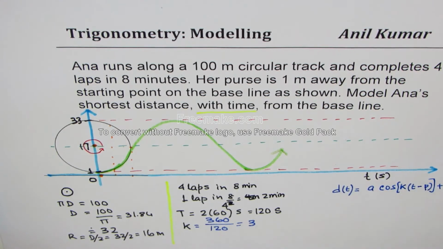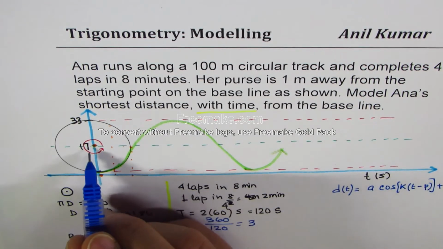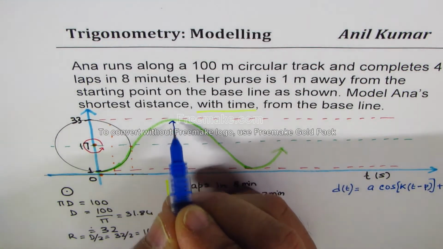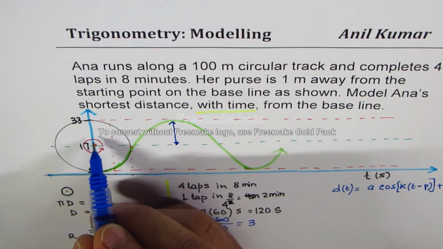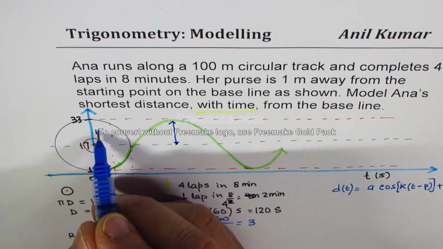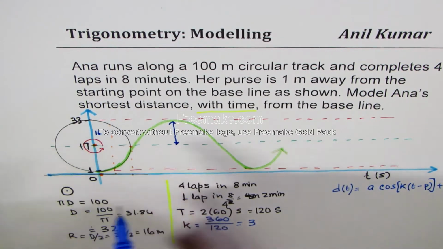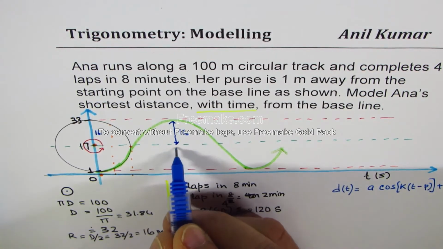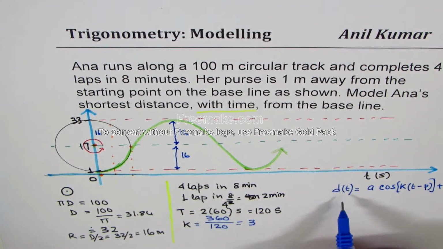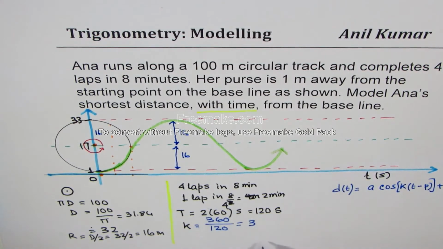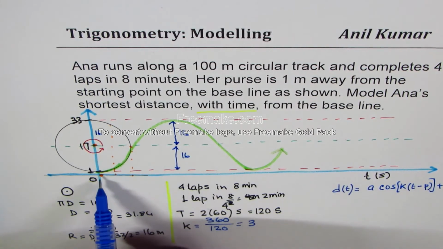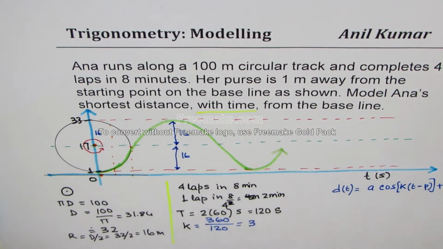What is A? A is the amplitude. A is how far away you are from the axis itself. So this is A for us. Now this distance is the radius, which is 16, correct? You're 16 away, that is the radius. And this distance is also 16, right? So we know A is 16. K is known, A is known. What is q? q is the axis. So axis is 17 away.